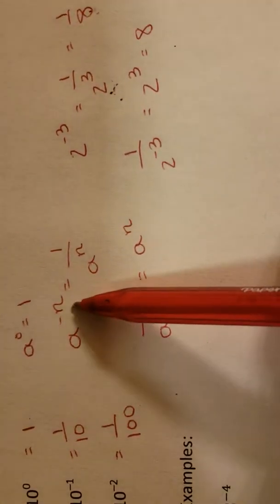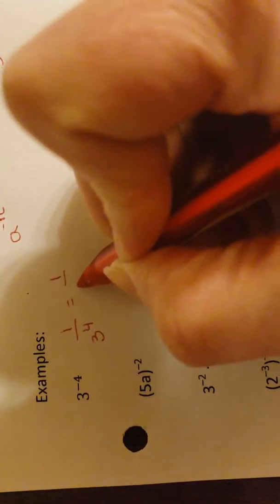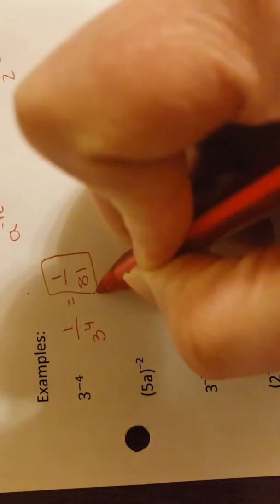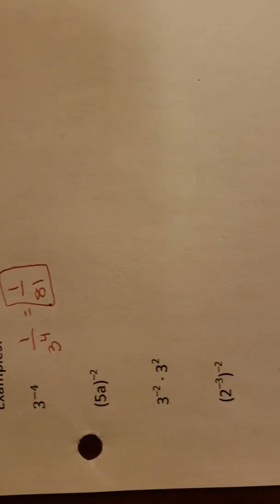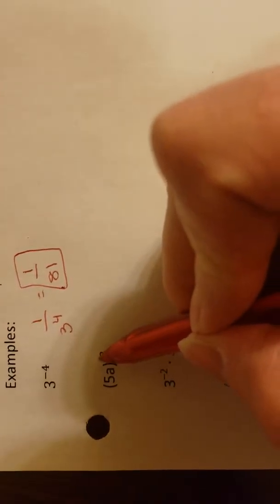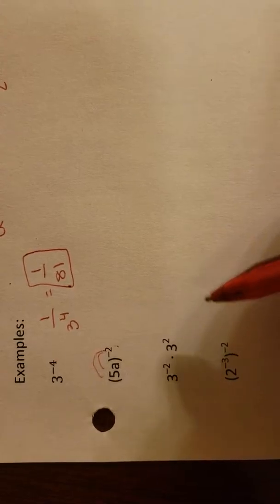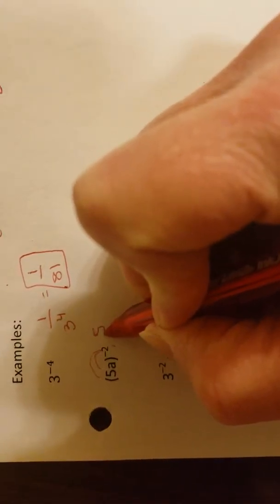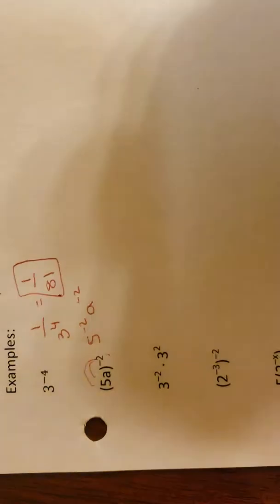All right, so 3 to the negative 4th power, if you use this, is the same thing as 1 over 3 to the 4th power, which 3 to the 4th power is 81. 1 over 81. And that's the final solution. And that's it. For the next one, if you remember from last section 8.1, if I have a negative 2 on the outside of the parentheses, that means the same thing as 5 to the negative 2nd power, a to the negative 2nd power.